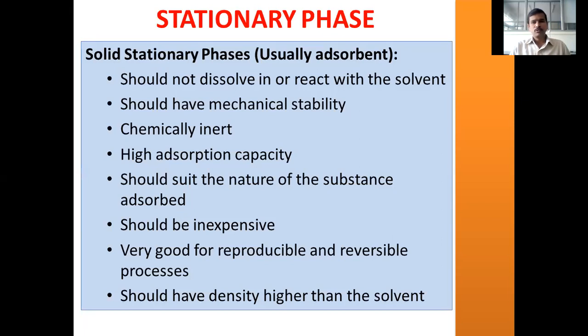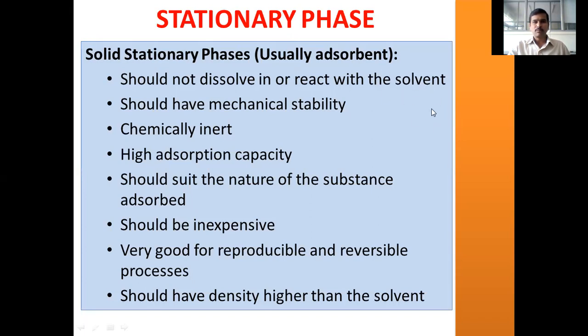Usually when we are going to use a solid stationary phase, particularly for gas solid chromatography, liquid solid chromatography or adsorption chromatography, an adsorbent is going to be the solid stationary phase, and that will usually be filled into the chromatography column. So what are the characteristic features of this adsorbent? It is very important. Any adsorbent we use should not be soluble in the solvent that we are going to use as a mobile phase.